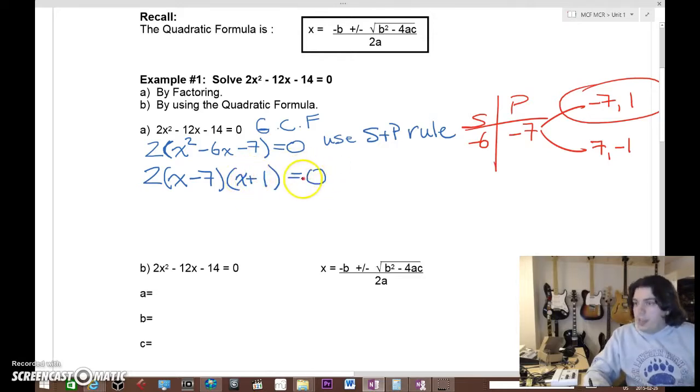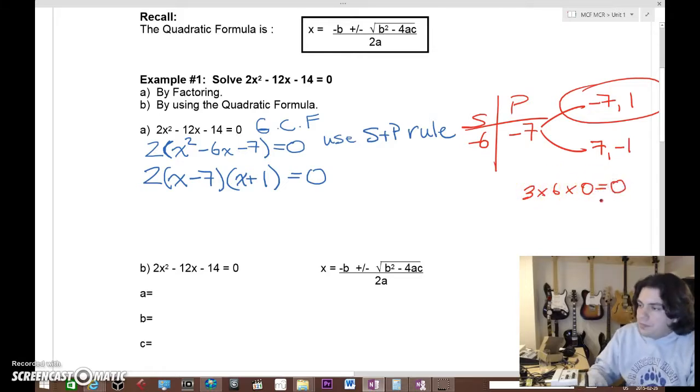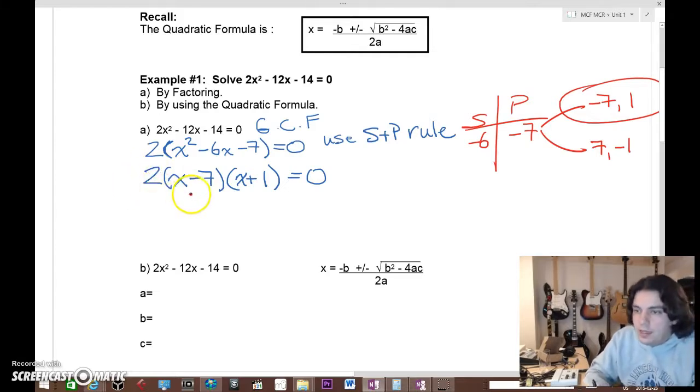Now, to make this whole thing equal 0, any one of these can be 0, right? If you multiply 0 by any other 2 numbers, you will still get 0, right? Don't write this, but if you did 3 times 6 times 0, it doesn't matter what these 2 numbers are, the whole thing is going to equal 0. So there's 2 possible outcomes. Obviously, we can't make 2 equal 0. There's nothing you can do to the number 2 all by itself to make it equal 0.